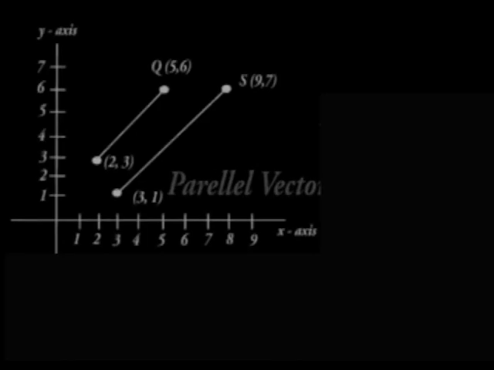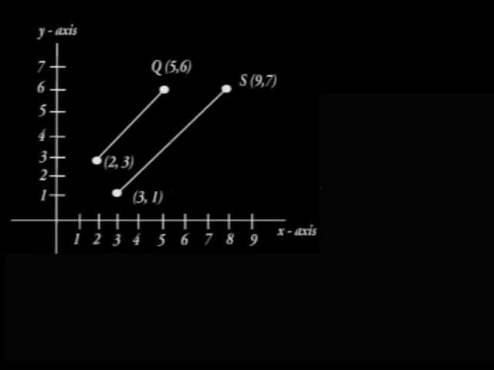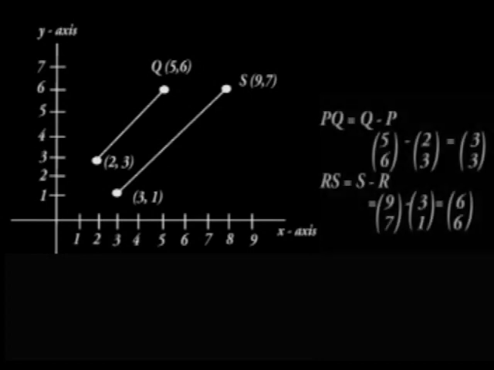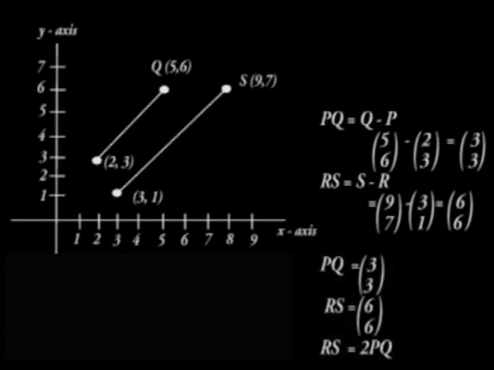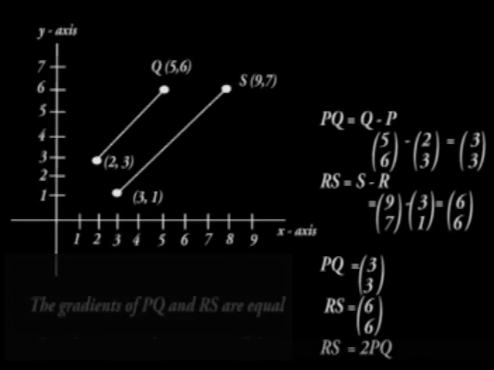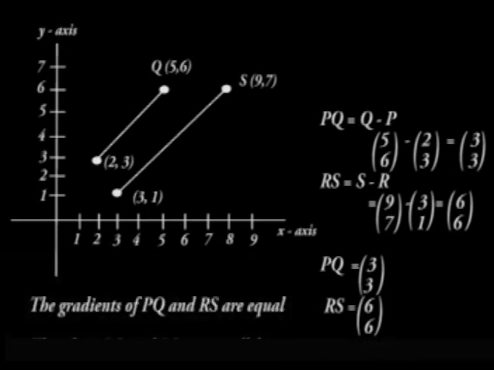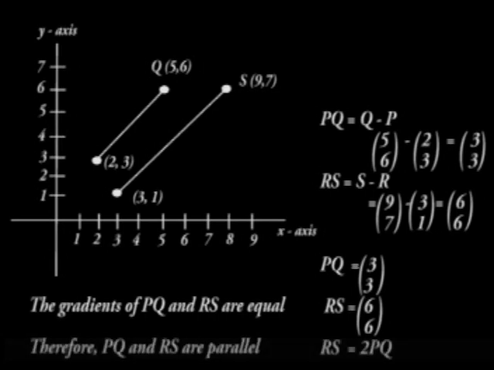Parallel vectors. Consider the figure below. PQ is Q minus P, which is (3, 3). RS is S minus R, which is (6, 6). PQ is (3, 3) and RS is (6, 6). Clearly, RS is 2PQ. The gradients of PQ and RS are equal. Therefore, PQ and RS are parallel.